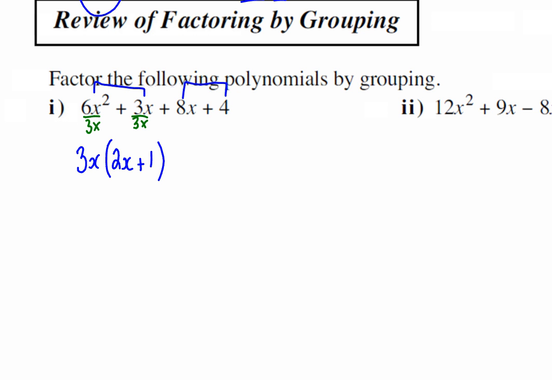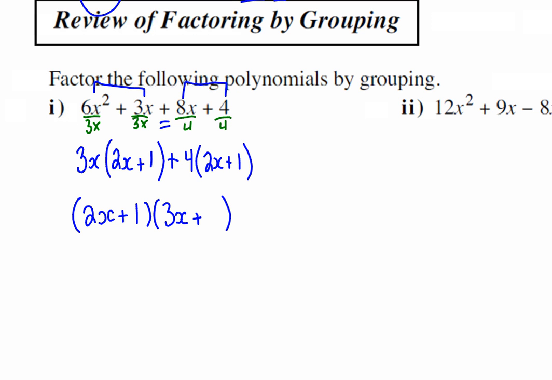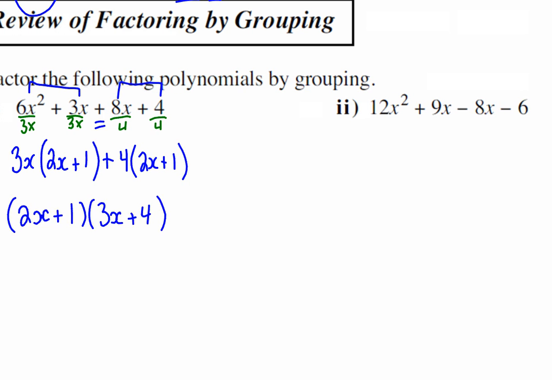Okay? And so if you work backwards and expand with distributive law, you should get back to where you started, 6x squared plus 3x. So the other two, what can we divide both of those by? 4. So I'm going to put what in front of the brackets? Plus 4, because this was addition. And what's left over when we divide? 2x plus 1. Our last step, factoring out the binomial. So we have 2x plus 1 in common. When we factor that out, what are we left with? 3x plus 4. Okay, now you try 2.